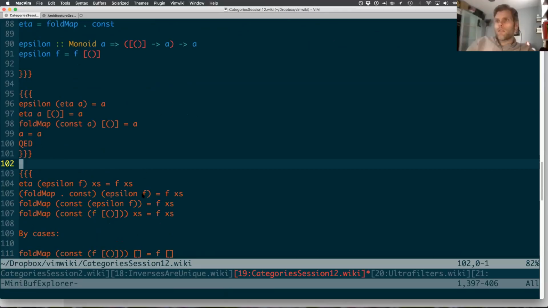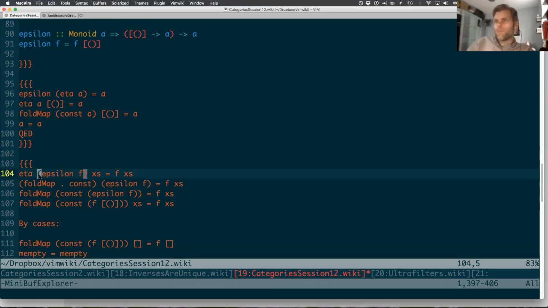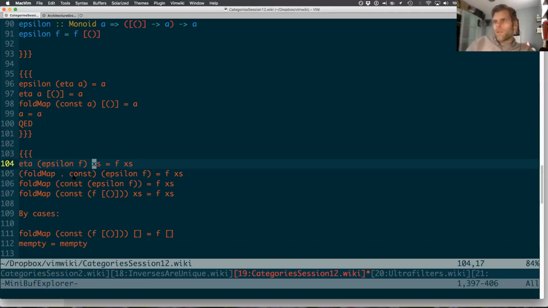The other case is where we have eta of epsilon of f of x's equals f of x's. That is, eta composed with epsilon is the identity. So then we substitute in the definition of eta, which is fold map const. Substitute that in, then simplify. So it's fold map of const of epsilon of f. So then this is a function that maps over a list and puts epsilon of f into every element of that list. So it replaces the units in the list with epsilon of f.